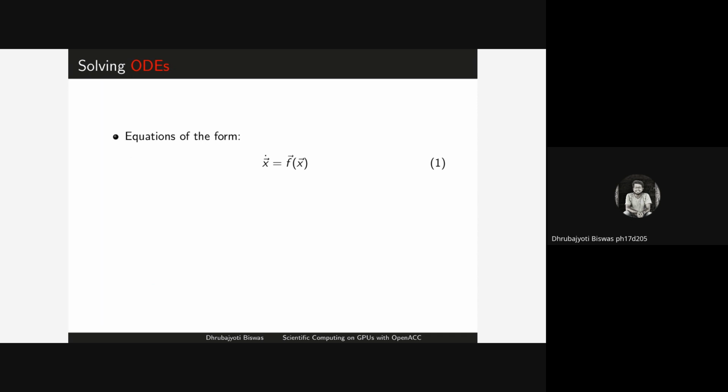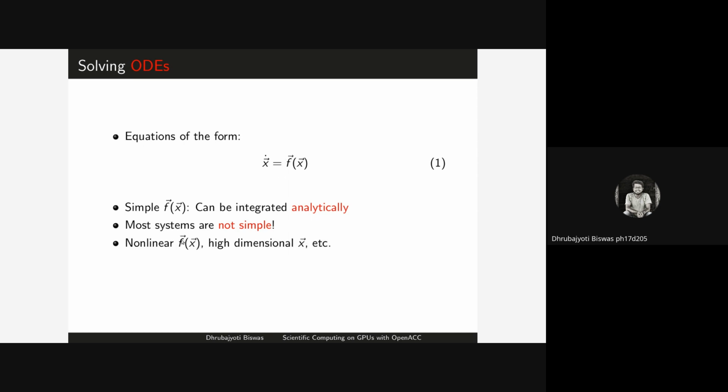Anyway, if we have a simple f of x, something which is common, it can be integrated analytically. Let's say you have x dot equals x squared, or minus x, or something which is simple, you can integrate them analytically. But most systems are not simple. The f can be a nonlinear function. It could have trigonometric functions and exponentials and so on and so forth, and integrating those is difficult.